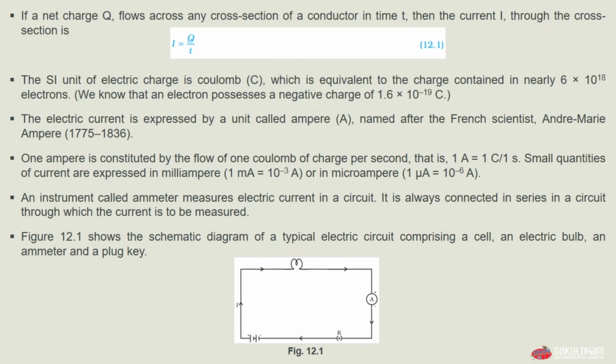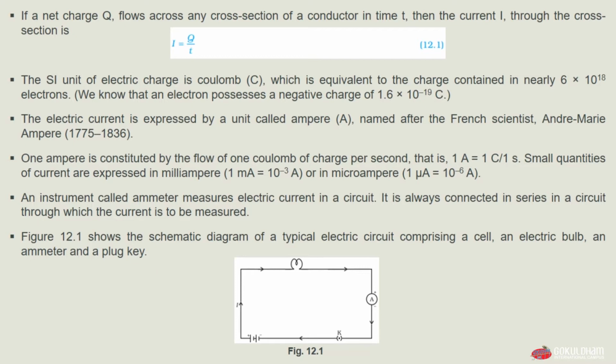If a net charge, say Q, flows across any cross section of a conductor in a time t, then the current I through the cross section is I equals Q divided by t. Means the current I will be equal to Q, which is our net charge, divided by time t, that flows across any cross section of a conductor. This I equals Q by t is our equation 12.1.